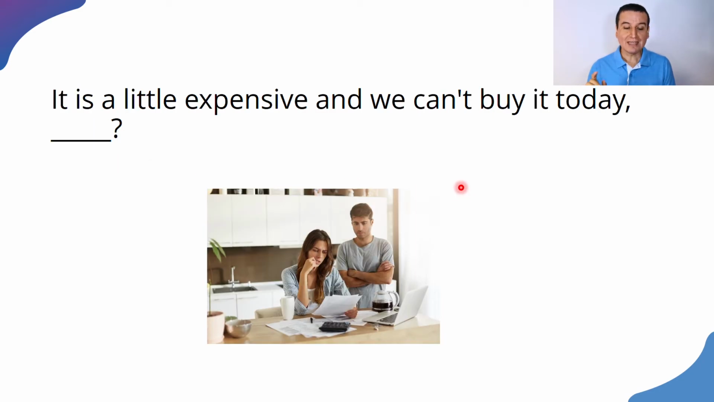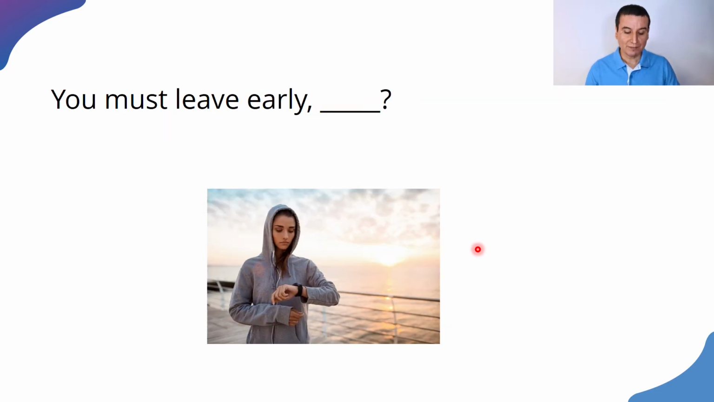Next. It is a little expensive and we can't buy it today. Can we? We can buy it today. Can we? You must, that is the auxiliary. You must leave early. The auxiliary is must, affirmation, negative. Mustn't you?